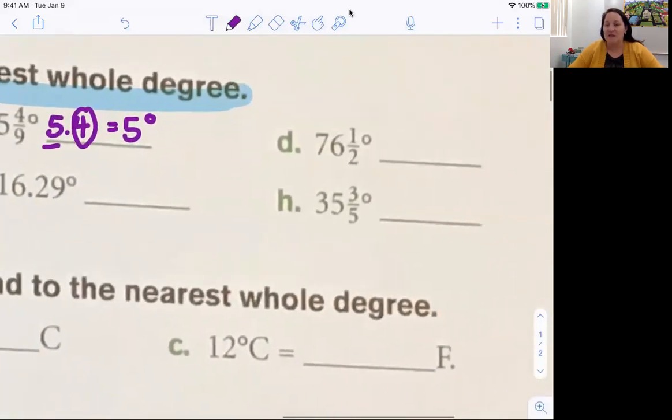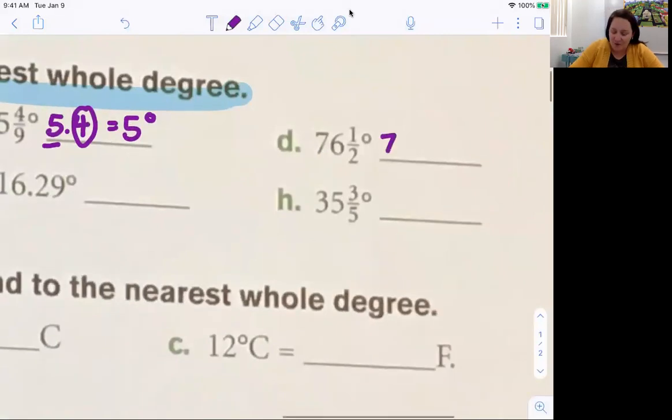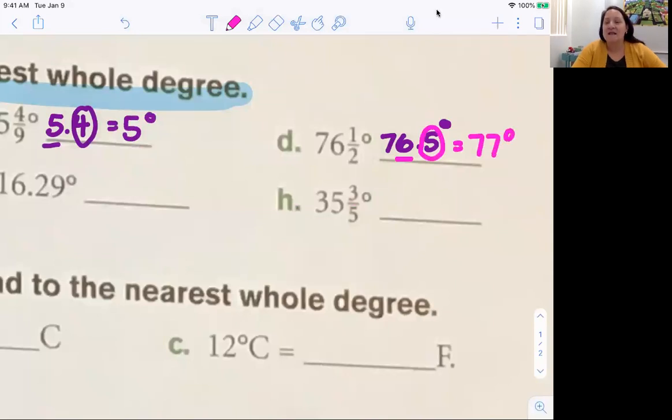Letter D, 76.5 degrees. And then we can round. The 6 is what I'm rounding, and the 5 is the boss. And the 5 rounds up. Good, 77 degrees. Okay, guys, take a moment, press pause, and try through letter H on your own.